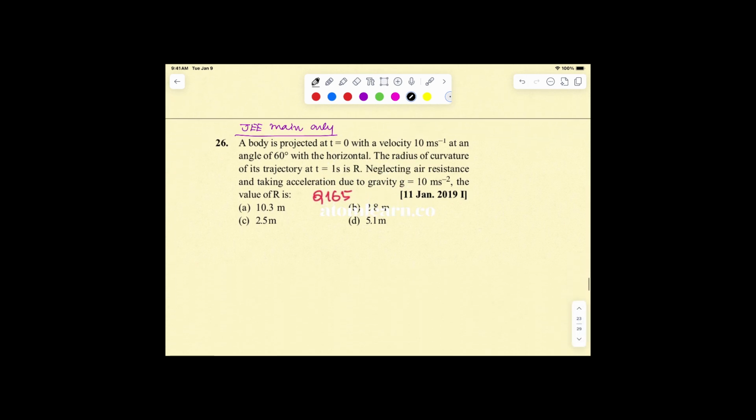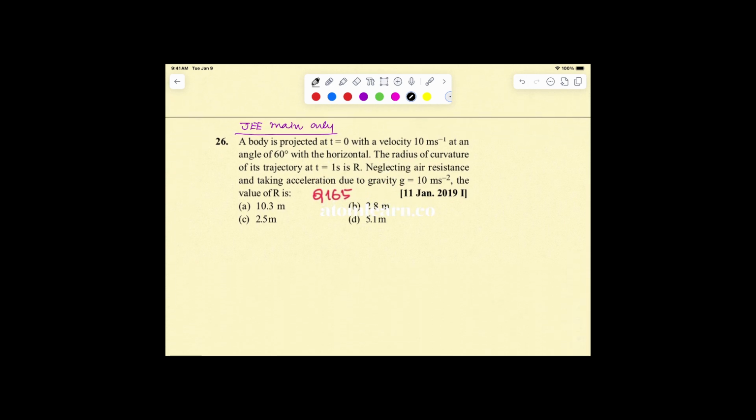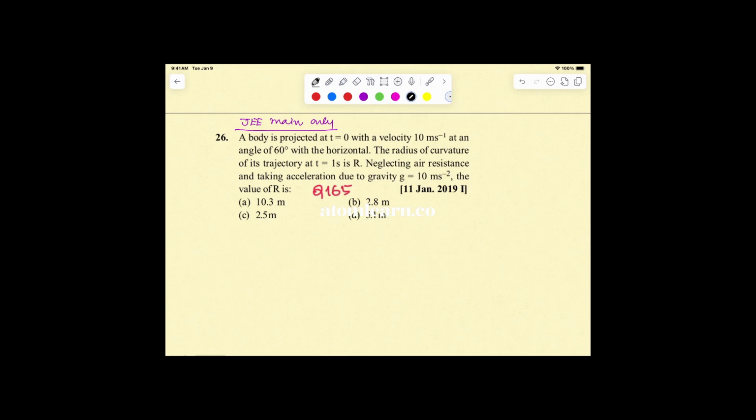This also is JEE Main only. Now let us see. A body is projected at t equal to 0 with a velocity of 10 meters per second, that is u equal to 10, at an angle of theta equal to 60 degrees. The radius of curvature is asked at t equal to 1. We will use the symbol small r for radius of curvature, because we should not confuse it with the range R.